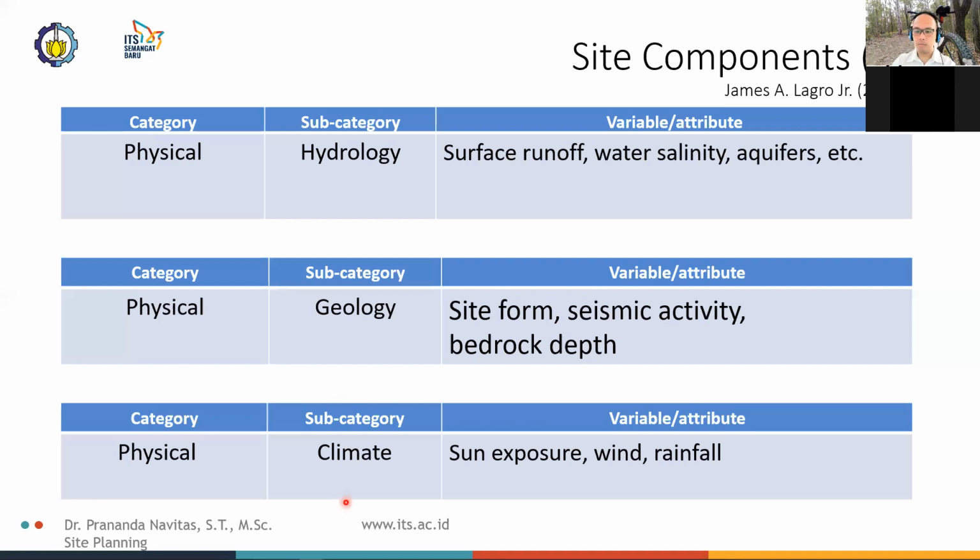And then climate, such as sun exposure. I know that sun exposure varies greatly globally. Here in Indonesia, we are lucky enough to have adequate, if not more than adequate, sun exposure throughout the whole year. 12 hours of daylight, 12 hours of night, and so on. Wind speed and rainfall. Those are the things that you should consider when you talk about the climatic aspects of a site.